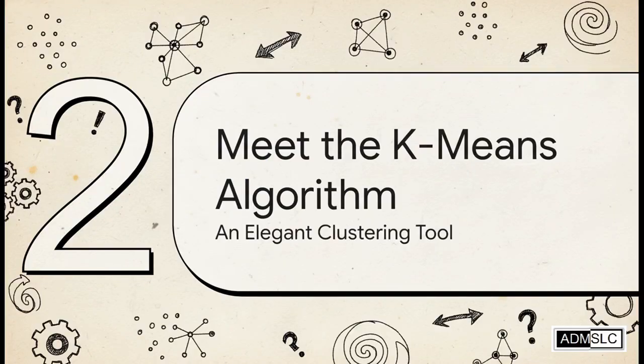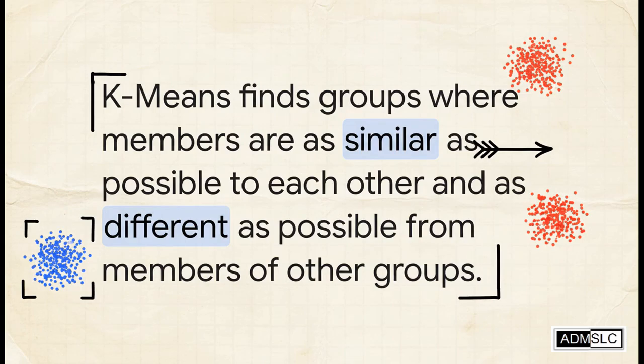So, now that we know the problem, let's introduce the hero of our story, the K-means algorithm. It's honestly one of the most popular and just elegant ways to do clustering. People love it because it's so simple and so incredibly efficient at solving this grouping problem. At its core, what K-means is trying to do is pretty simple. It takes your data and tries to split it into a number of groups that you specify. We call that number K.